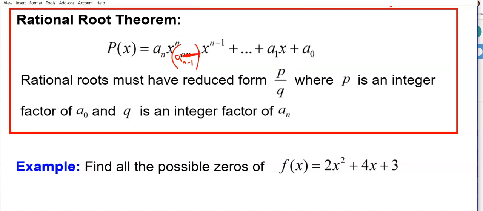Here's the concept you need to get from this, and this is the big thing: the last term goes in the, so let's see, factors of a sub 0. p is an integer factor of a sub 0. So p goes on the top. The factors of that one go on the top. The first term, the factors of that one go on the bottom. So that's the key. You want to factor both the first and last term.